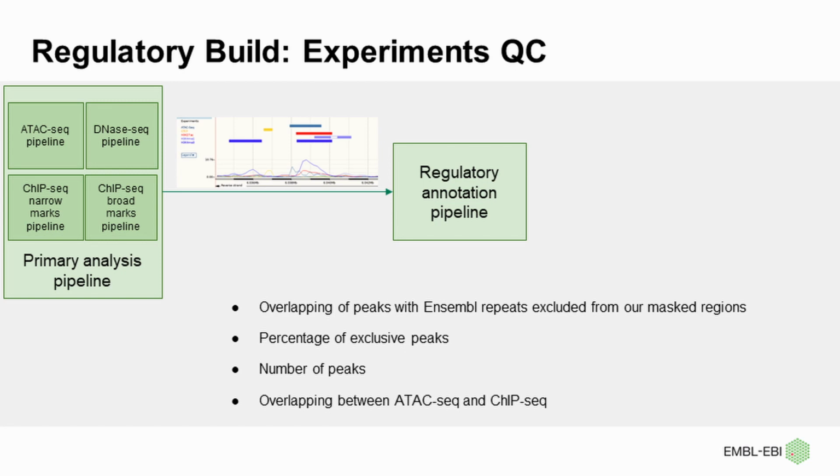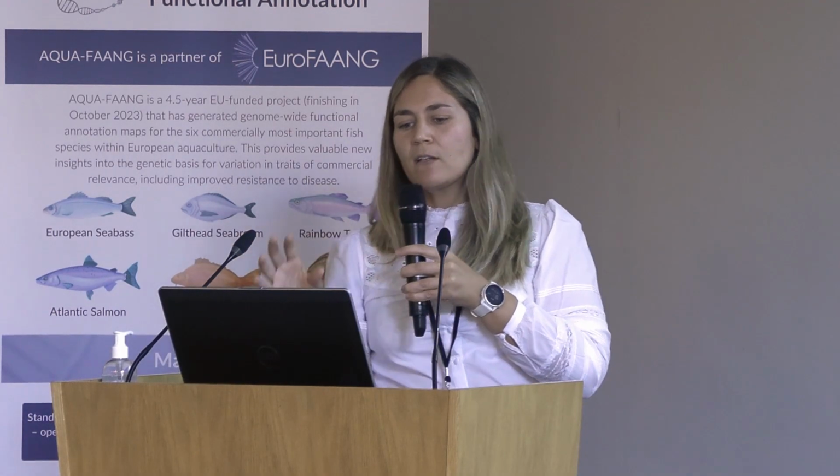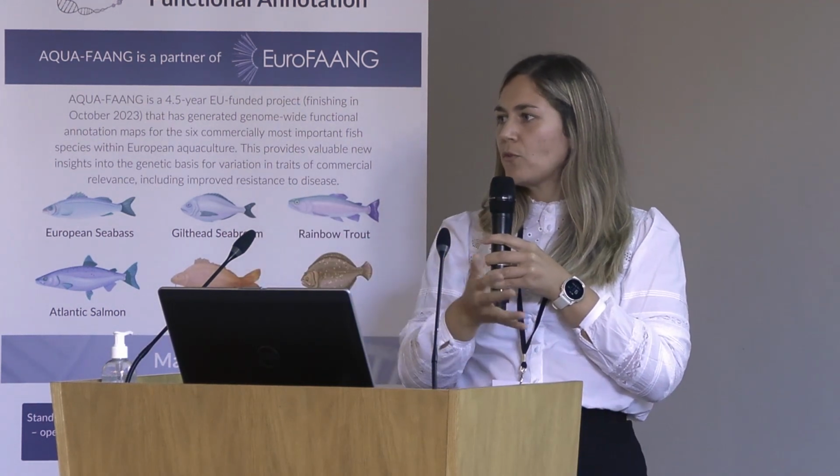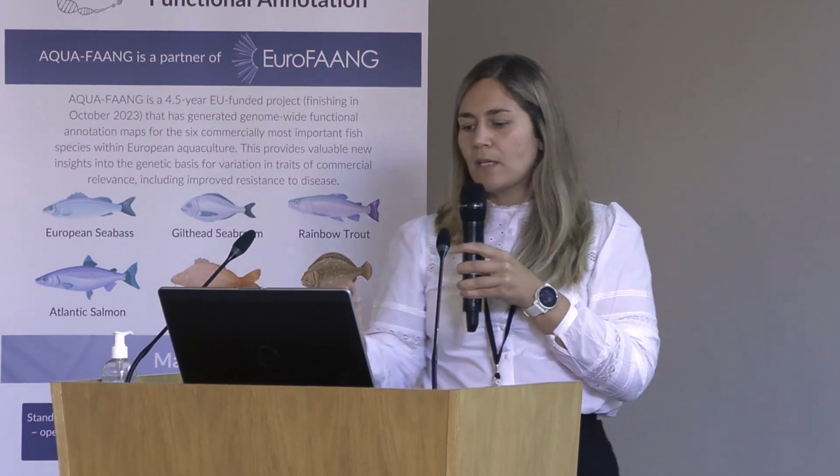We analyze different statistics, like the percentage of exclusive peaks per epigenome, overlapping of the peaks with the ENSEMBL repeats that we didn't exclude in our masks, the number of peaks that we obtain, the overlapping between ATAC-seq and ChIP-seq peaks, and based on different statistics, we decide how many of the experiments we produce in our pipeline will be used downstream.